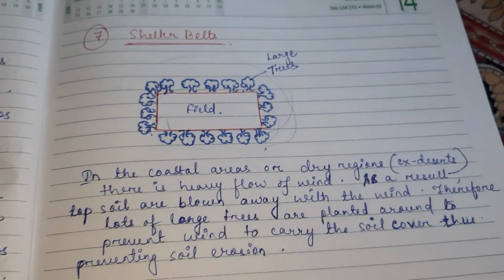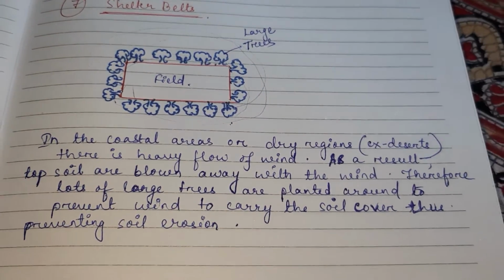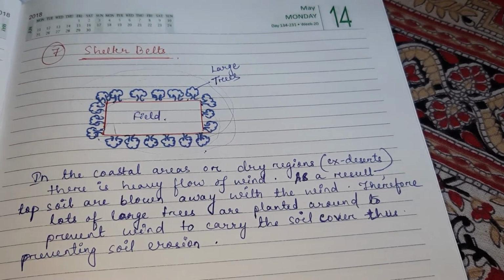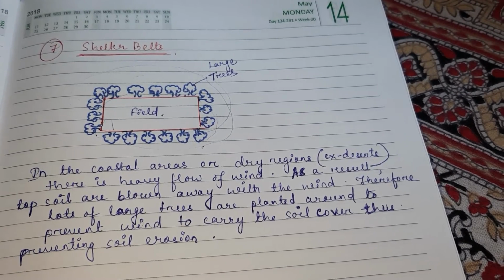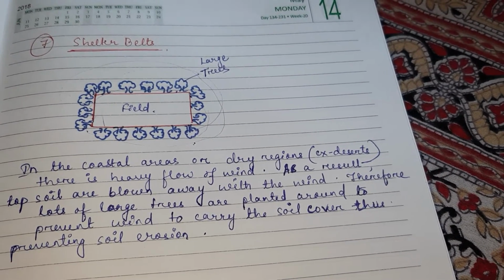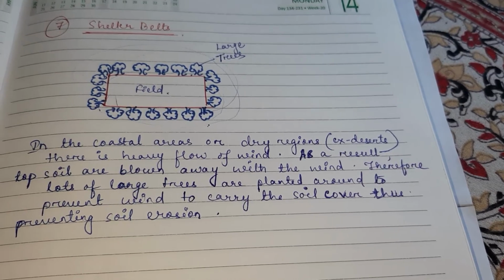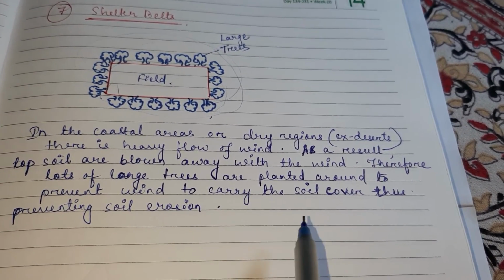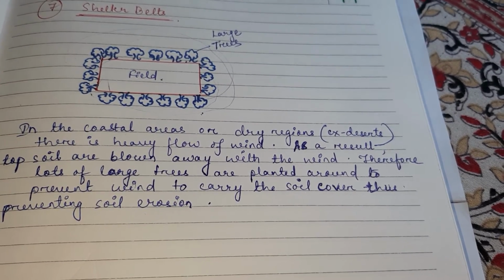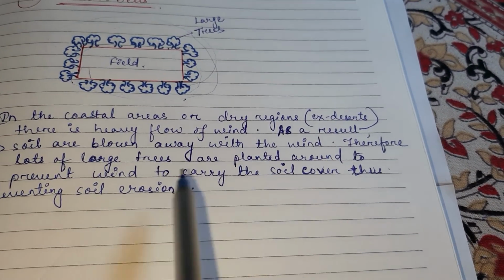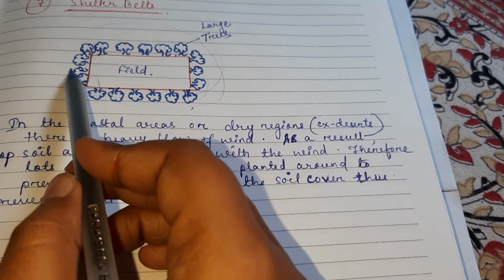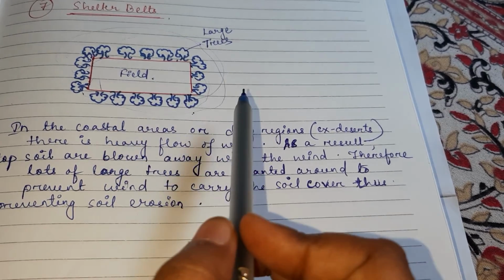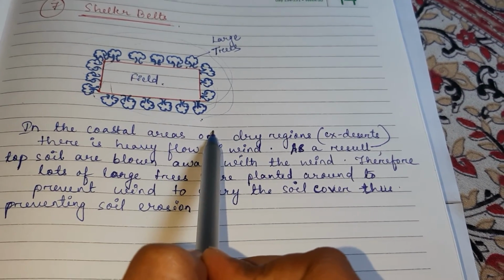Next is shelter belts. In coastal areas or dry regions like deserts, there is heavy flow of wind. As a result, the topsoil is blown away with the wind. Therefore, around the field, large trees are planted to prevent the wind from carrying the soil cover, thus preventing soil erosion.